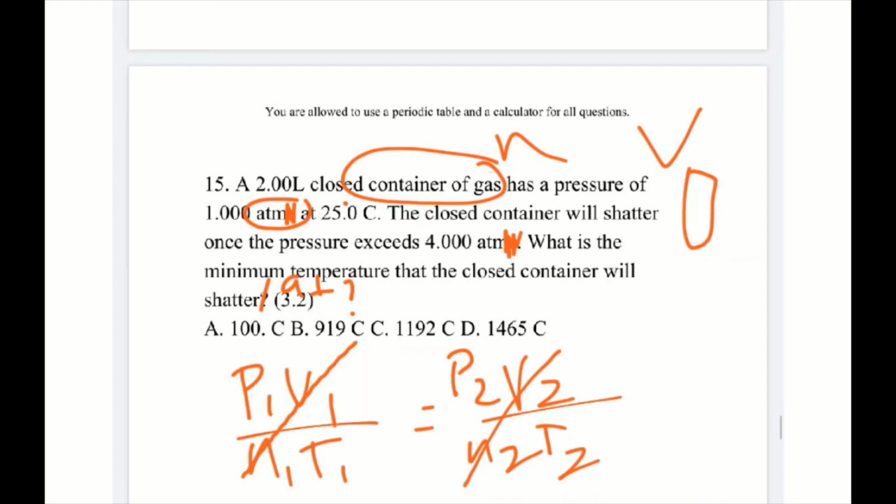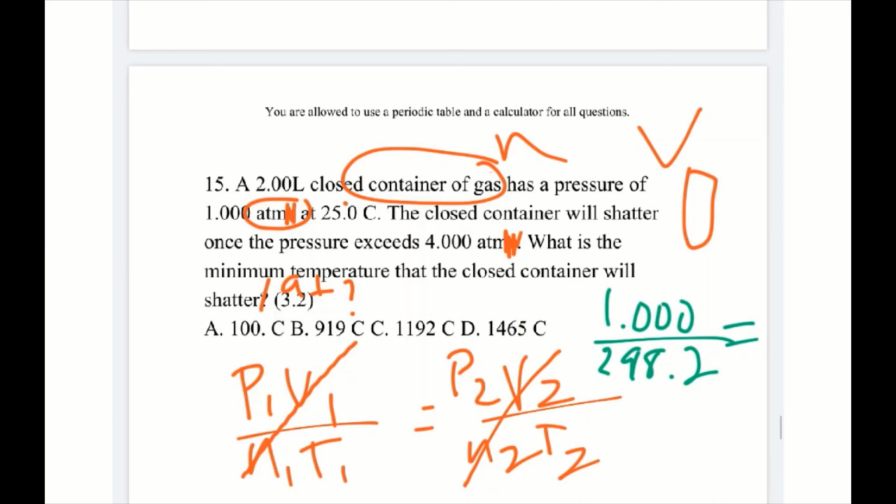So let's plug numbers in. Our P1 is our first case, and our first case seems to be 1.000 ATM, and our first temperature is not 25.0, it's going to be 298.2, since we have to use kelvins at all times when we're dealing with gases. And this is a very important thing to remember.